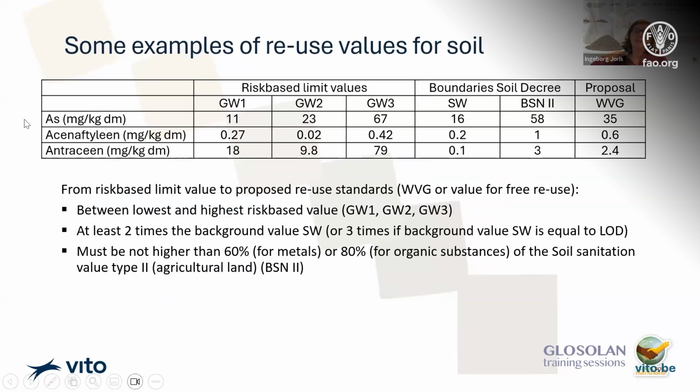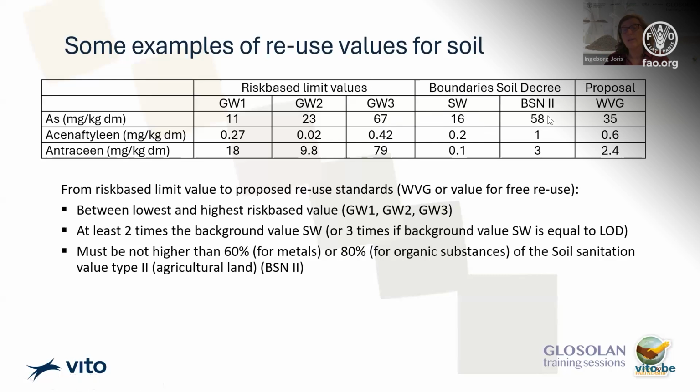So for instance, for arsenic, we have these 3 typical application scenarios. For each of these, we can determine with the simple transport model what's the maximum allowed concentration. So that's 11 directly in groundwater, 23 for an average soil, or 67 for a sensitive soil. So these are just 3 application scenarios. Then we know that the natural background, as it's stated in the soil decree, is 16. So our reuse value should be at least 32, at least 2 times this 16.